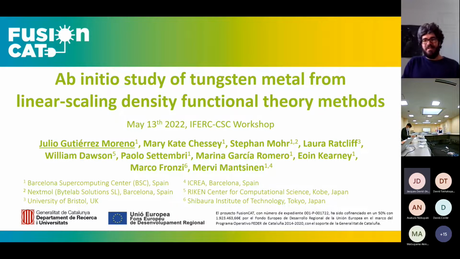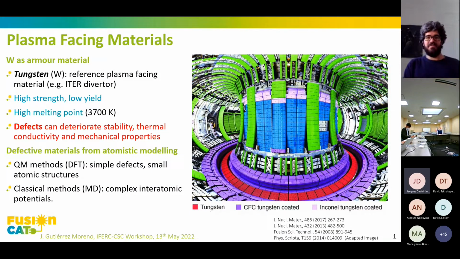So as you can see here, this is a collaborative project between different people and different parts that all contribute in one way or another to the final goal, which is the initial study of tungsten metal from linear scaling DFT calculations. I will start with a very brief introduction of why we're interested in tungsten. Tungsten is one of the reference plasma facing materials. For example, the ITER divertor is going to be made of tungsten. This is because it is a very strong material. It has very low sputtering yield, and it is essentially the metal with the highest melting point in the periodic table.